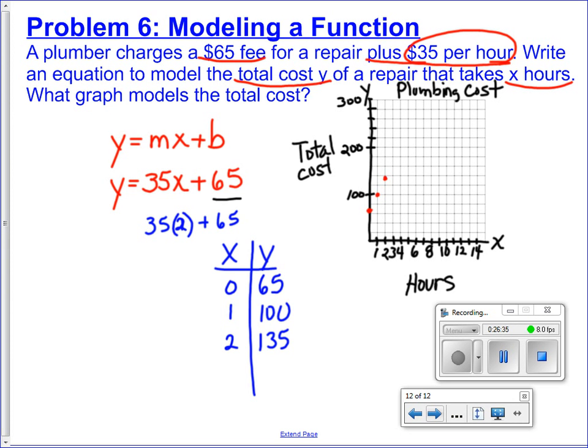And you can see we can probably guesstimate some of the rest of our points as we go, or you can extend the table, but the graph is basically going to continue going in a straight direction that way. Now, this is one case on a real-world problem that we don't put an arrow on the left end simply because it does not make sense to have a negative number of hours. So that is why we start at the y-intercept and then it will continue on in the other direction.